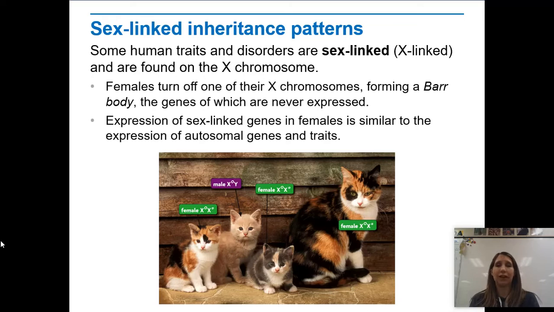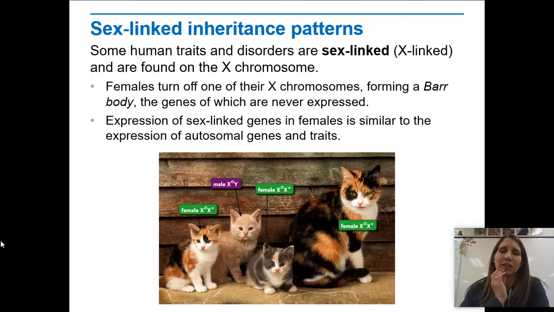So females turn off an X chromosome, and when that happens, we say that the turned off one, the one that's no longer going to be shown in the phenotype, is what we call a bar body. So those X's have genes that never get expressed, and so what can end up happening sometimes is we get this unequal kind of expression of traits in unique patterns.